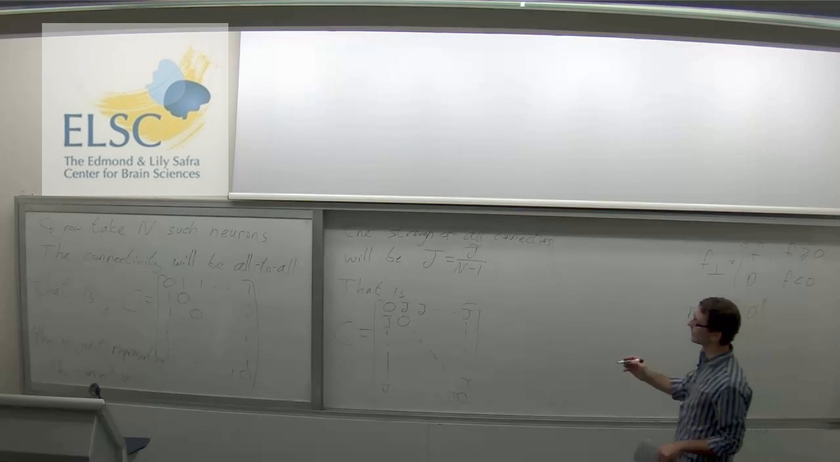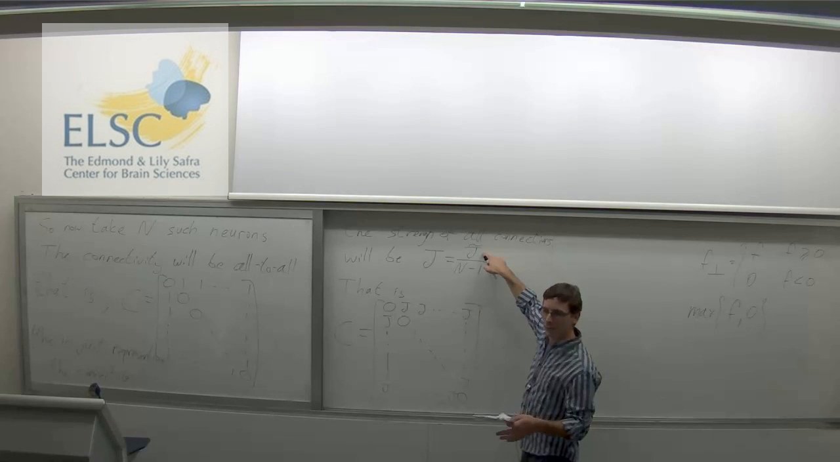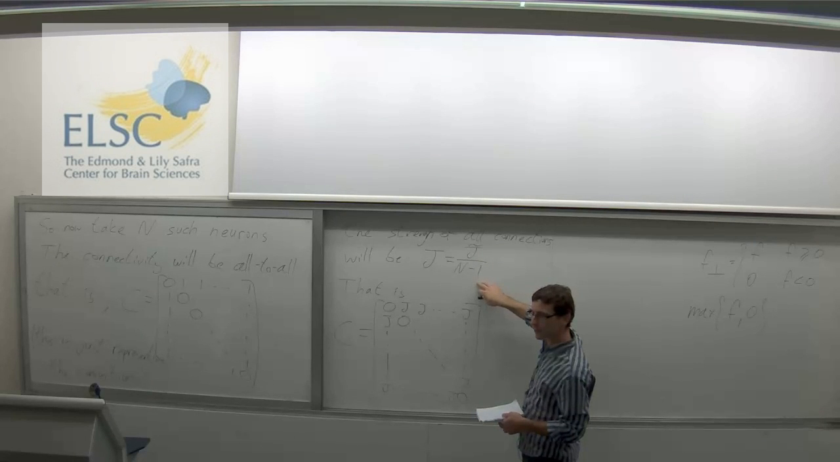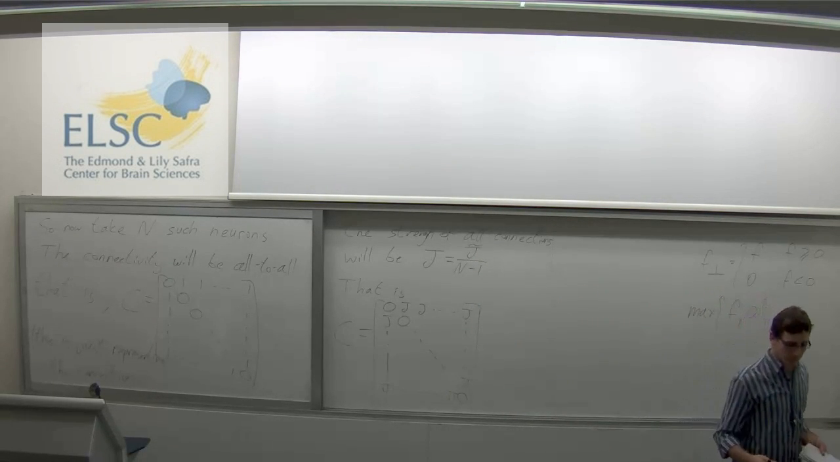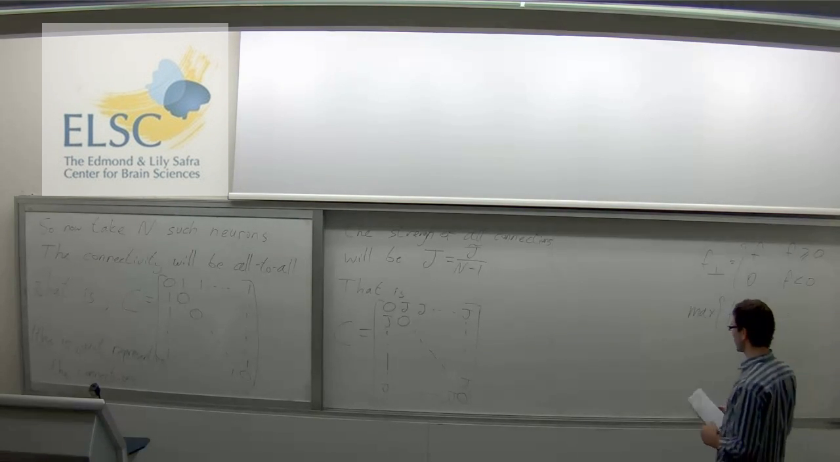The parameter is J tilde. J tilde is the parameter you determine to say what the connectivity strength is. But I want the real connection to be whatever parameter you chose divided by N minus 1, so that the input won't depend on the number of neurons.